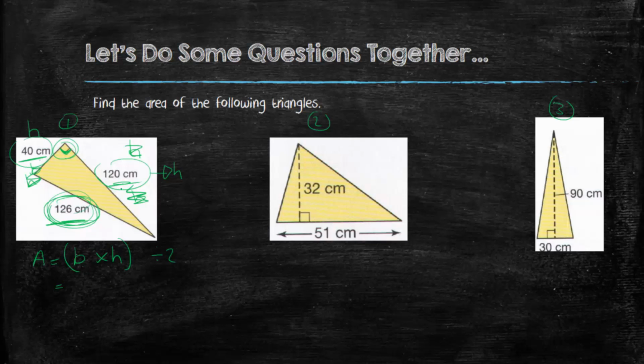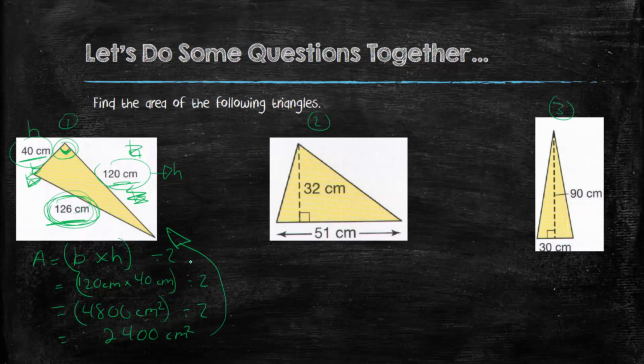So what's the base and what's the height? Well, the base is 120 centimeters and the height is 40 centimeters. And what we have to do now is we have to multiply. What's 40 times 120? It's 4,800 centimeters squared. And we need to divide that by 2. Well, what's 4,800 divided by 2? It's 2,400. So it's 2,400 centimeters squared. Okay, so that's the area of this particular triangle. Okay, pretty easy stuff, no?